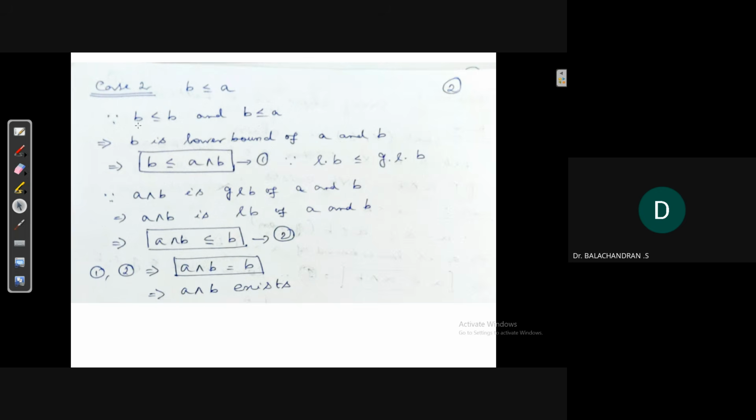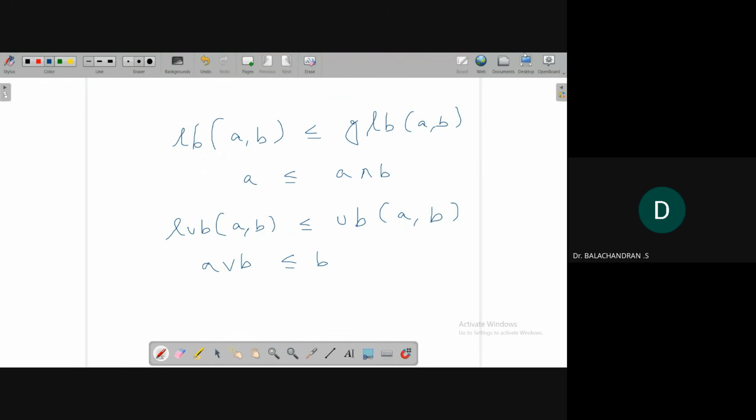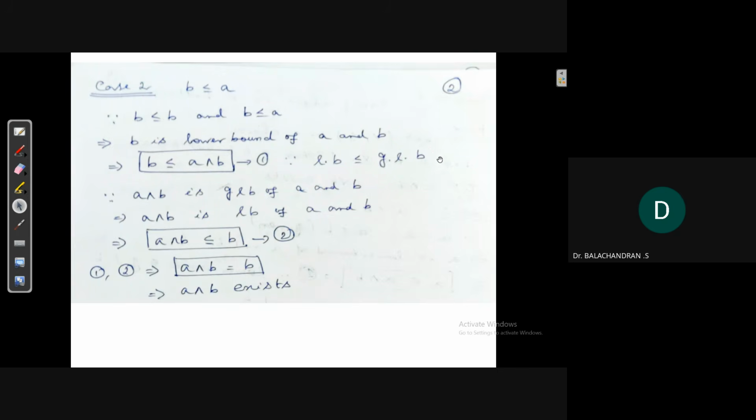Since we know that B less than or equal to B is always true, and by assumption B less than or equal to A. Now this B, the left side B, is a lower bound of this A and this B. So again here I have a lower bound, so you should write a relation: lower bound of A comma B less than or equal to greatest lower bound of A comma B. The greatest lower bound of A comma B is A and B. The lower bound of A comma B is B. So B less than or equal to A and B. So this is equation number 1.